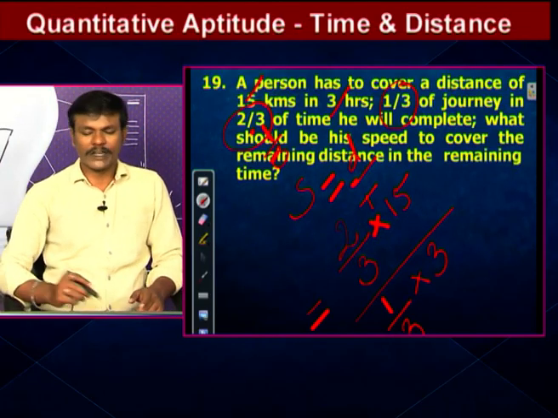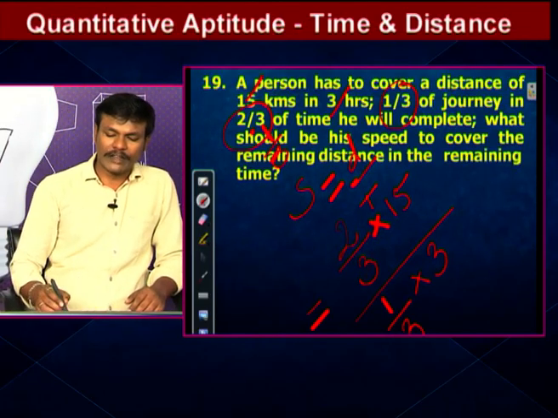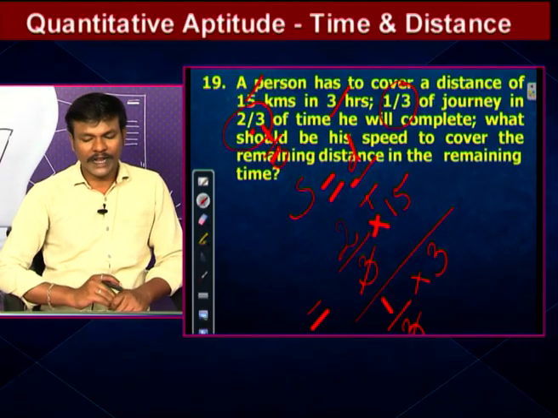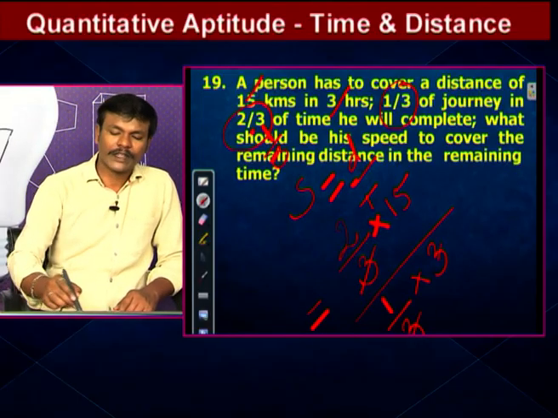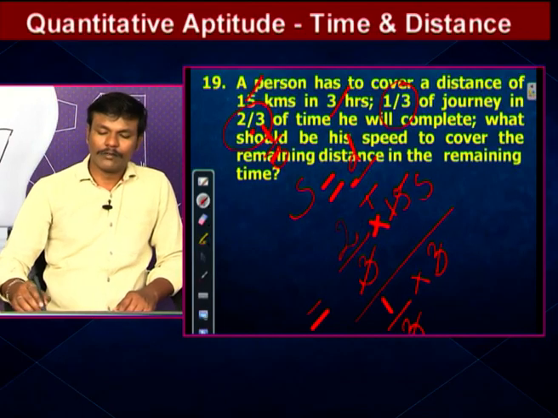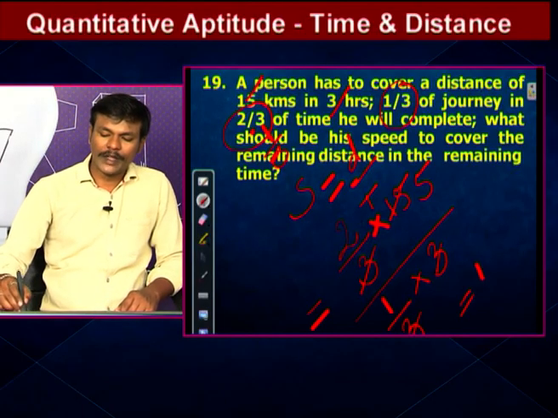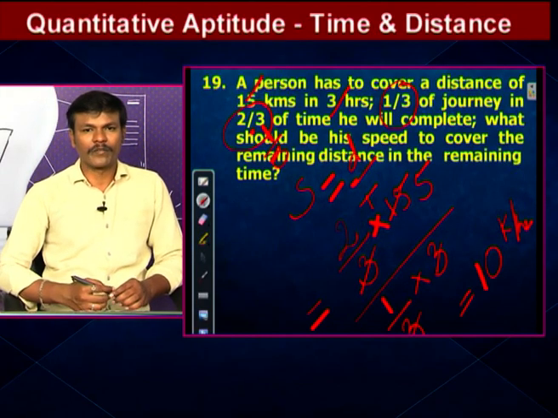Simple. The 3 in the denominator will be cancelled. 3 ones are 3, 5 threes are 15... 5 twos are 10. 10 kilometer per hour is the speed.